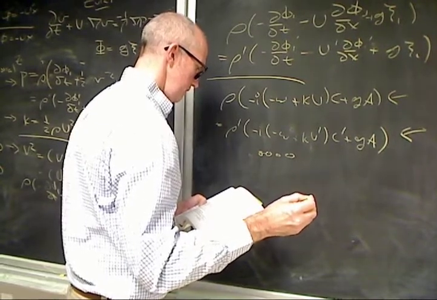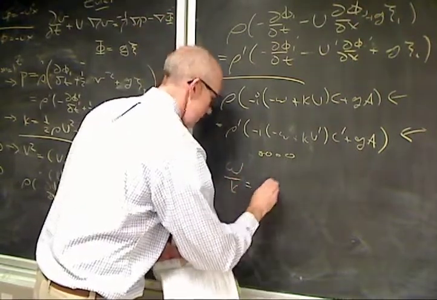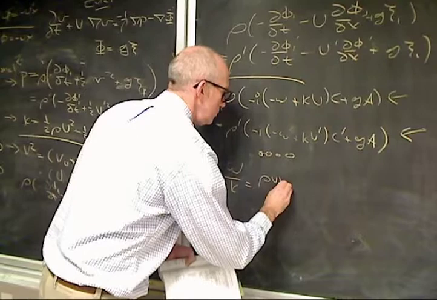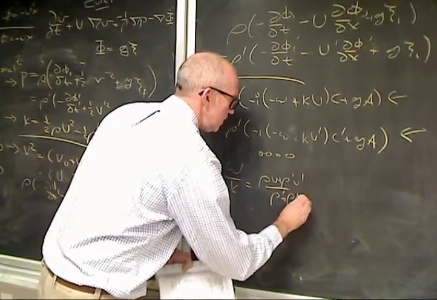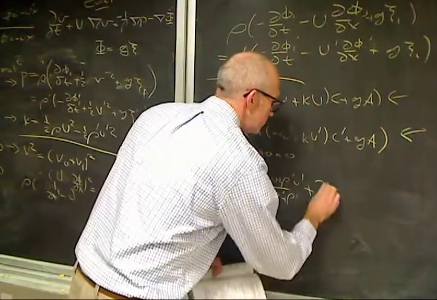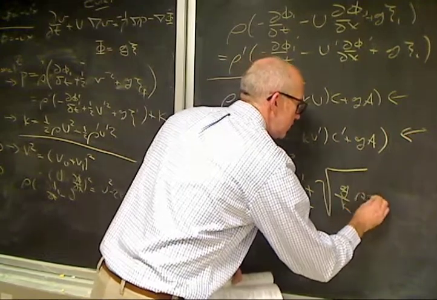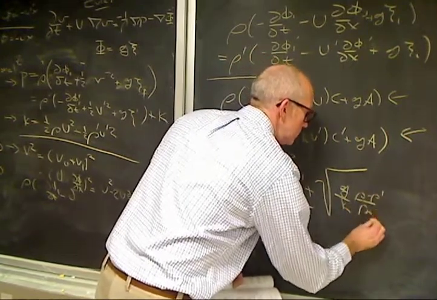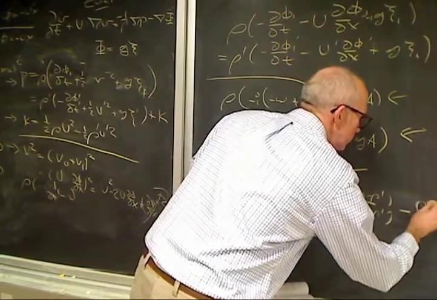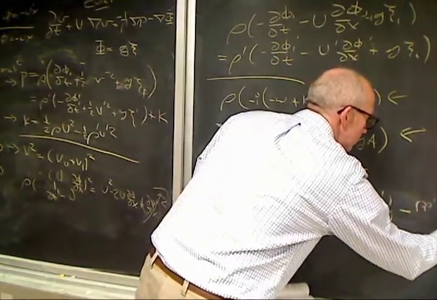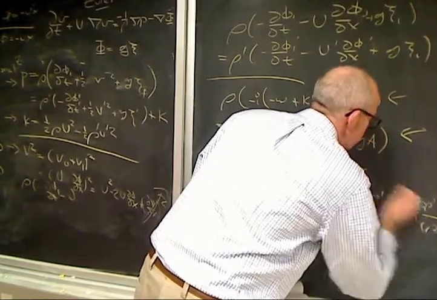Do I see everything here? Yeah, I think so. And then the dispersion relationship we're left with is just omega over k equals rho u plus rho prime u prime over rho plus rho prime, plus or minus the square root of g over k times rho minus rho prime over rho plus rho prime, minus rho rho prime times u minus u prime squared over rho plus rho prime squared, the big square root.